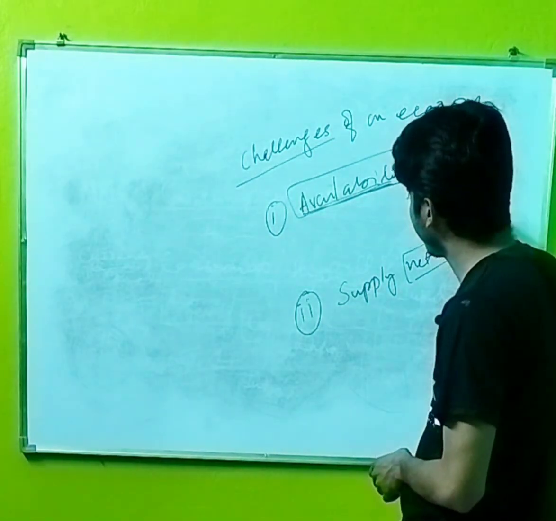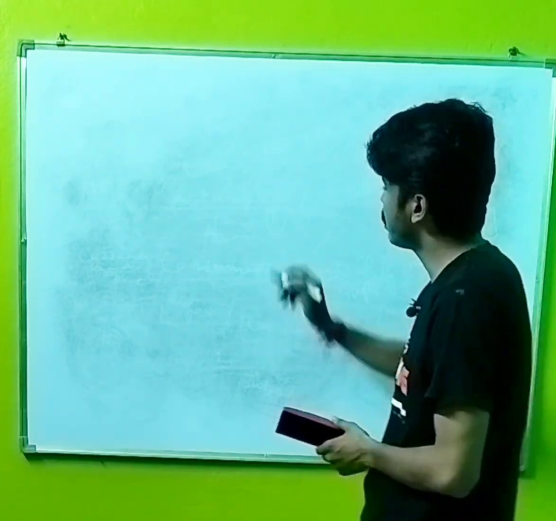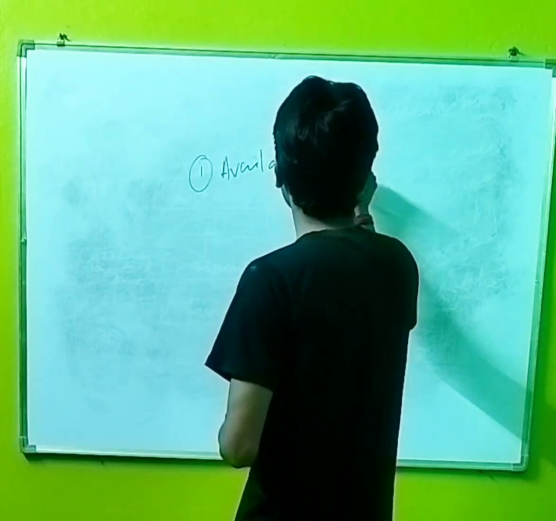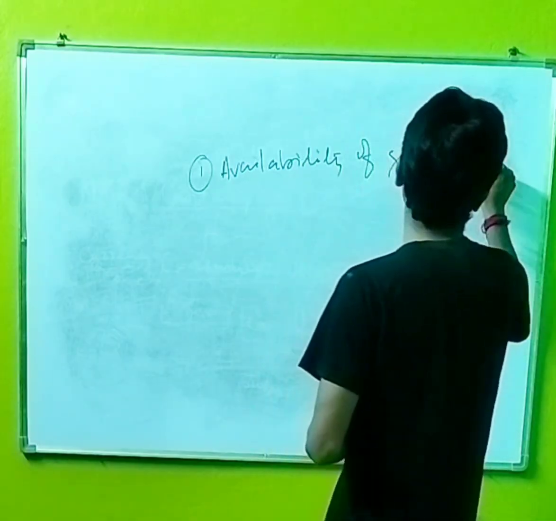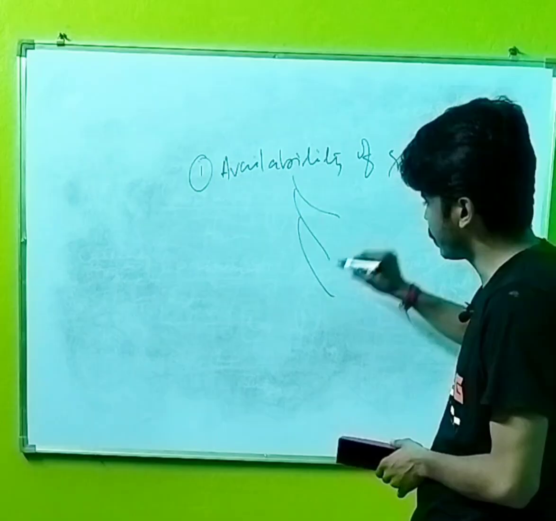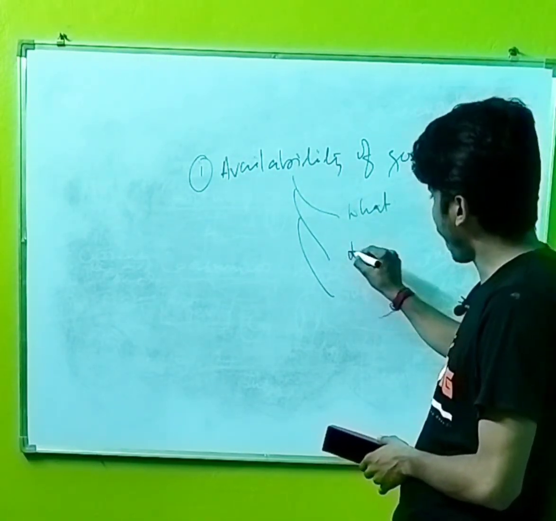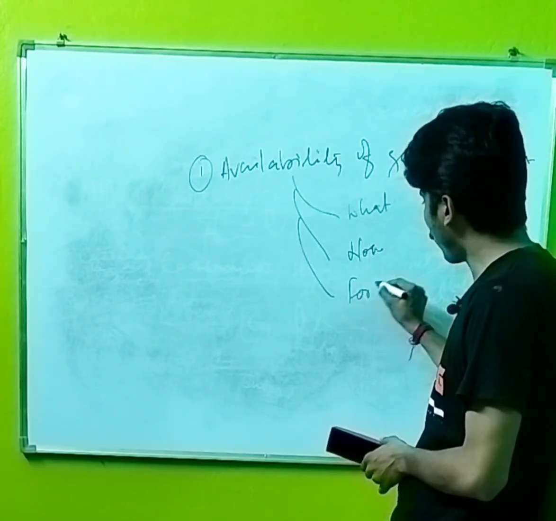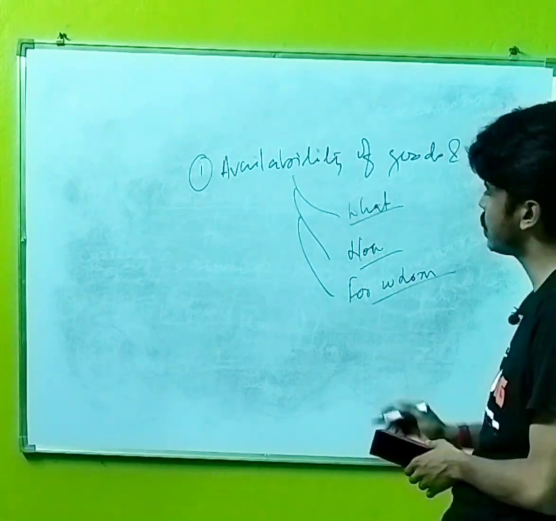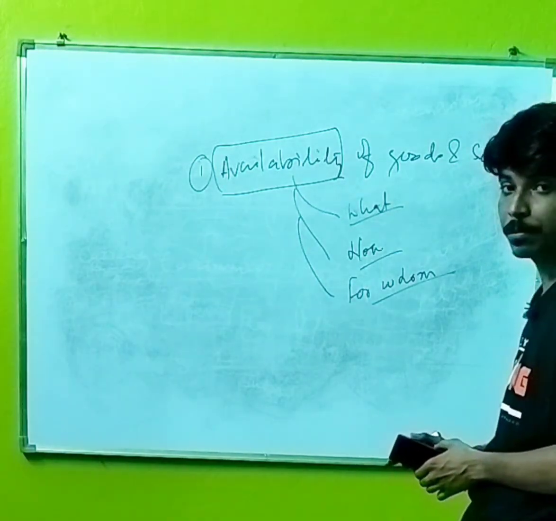So these two items. Now, come to the first one, the availability of goods and services. Here we have three basic questions: what to produce, then how to produce, and for whom to produce. So these three basic questions are attached to the availability of goods and services in an economy.